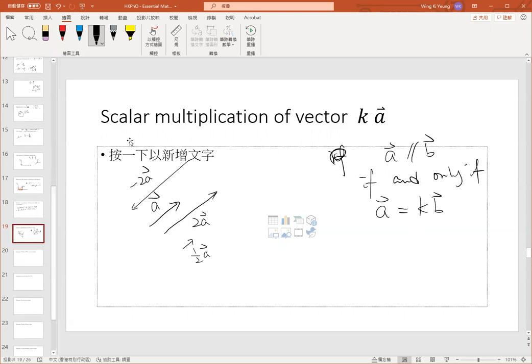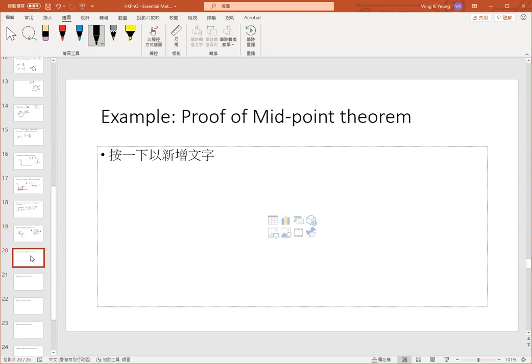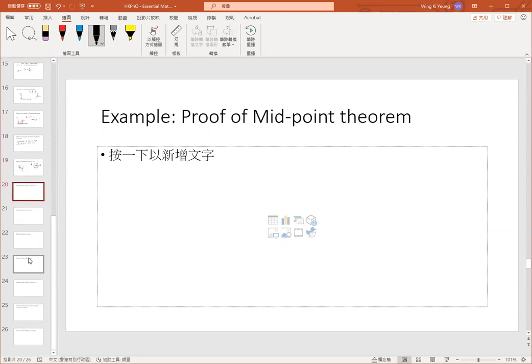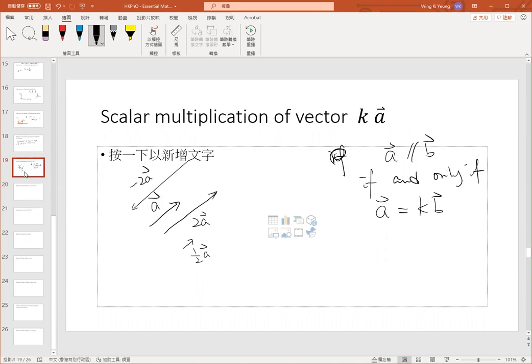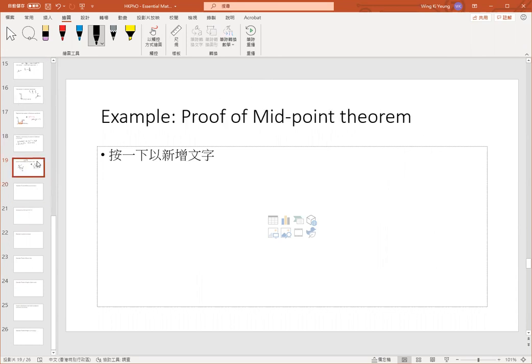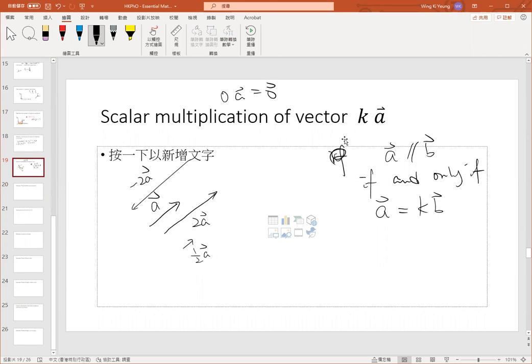Then we are going to apply what we have learned so far to prove the midpoint theorem. Can anyone tell me, do you still remember what the midpoint theorem means? A k can be positive or negative. If k is 0, then it gives you 0, so that means 0A is the zero vector. But if k is negative, the direction will be opposite.